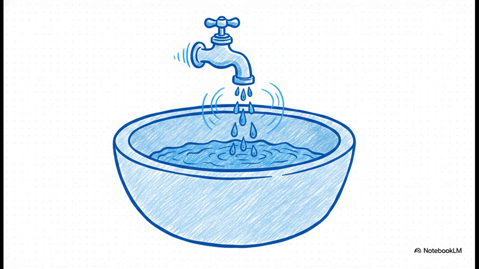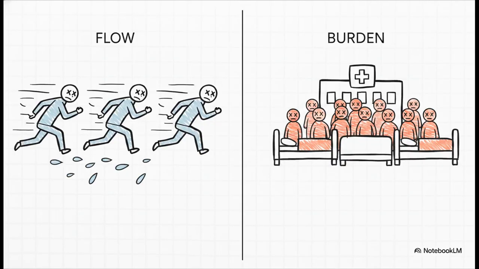Prevalence, on the other hand, is the water already pooled in the sink beneath it. It's a snapshot of all existing cases, both old and new, at a single moment in time. It measures the total burden on the community. Applying this leaky faucet idea to real data makes it crystal clear.